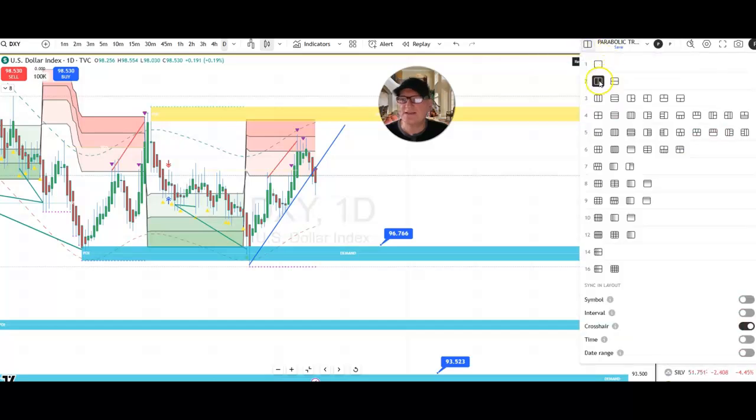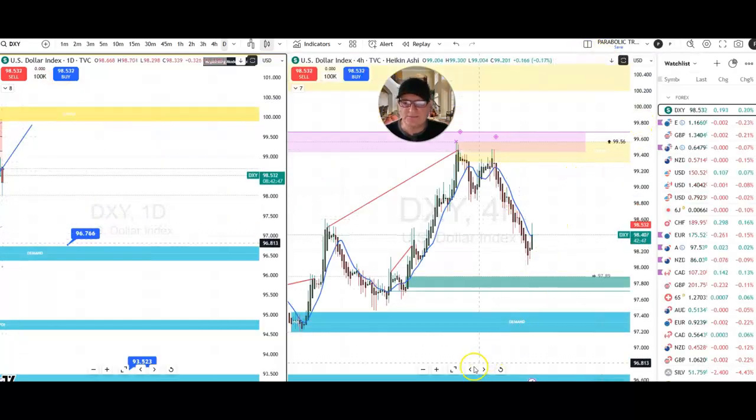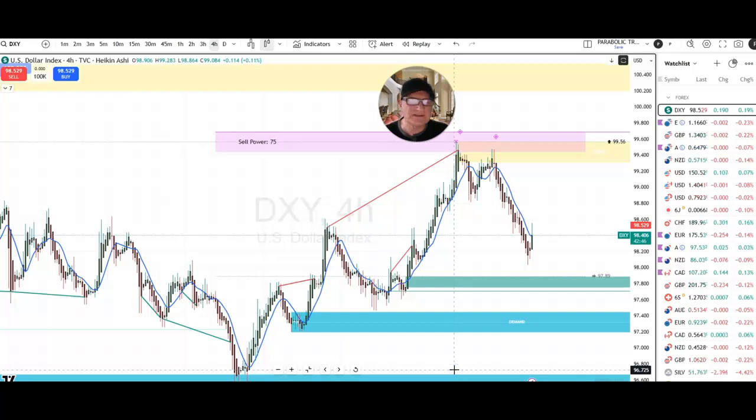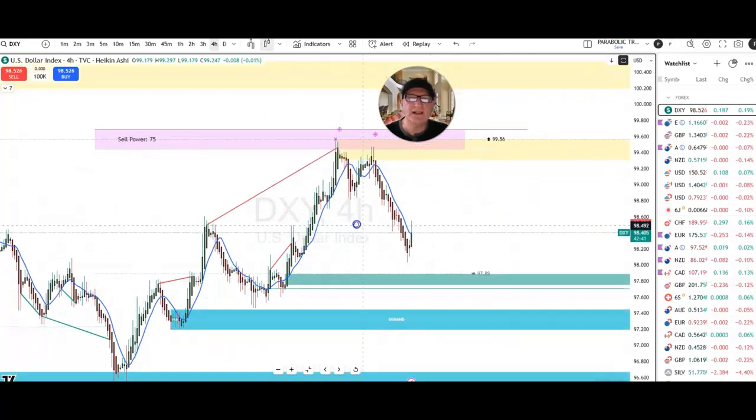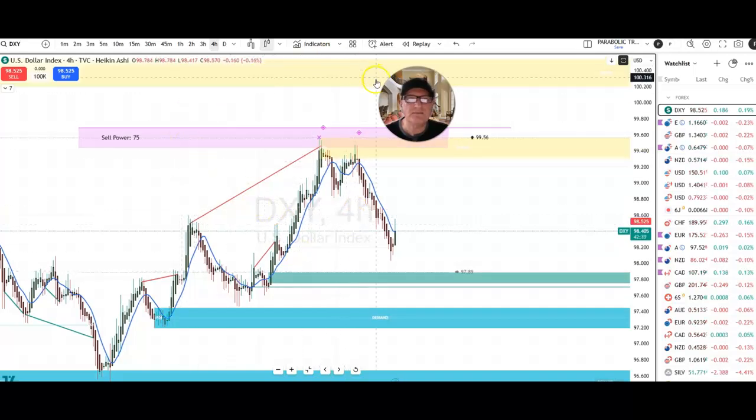The current status is that the price is moving down on the 4-hour chart. We can see that here with a sell power of 75. Beautiful M move. The M move, the opposite to the W, of course, is the move that you're looking for. Very common pattern on any time frame. Look out for it. I'll show you that in more detail for gold in the next few minutes.